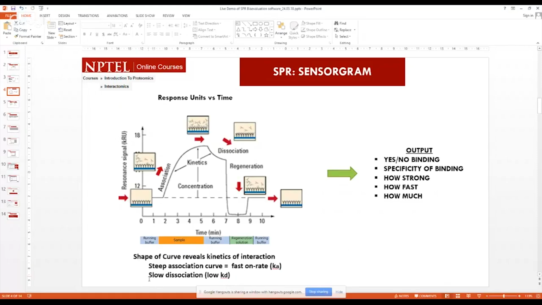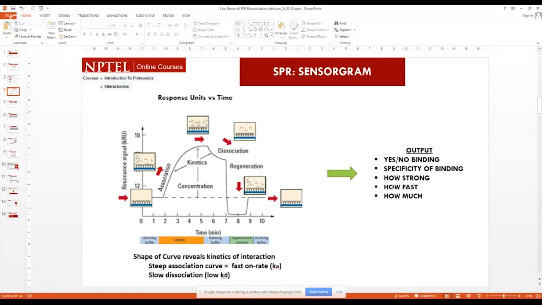If it is a slow dissociator, then it shows as a slow dissociation on your sensorgram. So the shape of the curve is very important for determining what kind of binding is taking place. And the output from SPR experiments can give you information on whether it is binding at all, a yes-no binding, how specific is the binding, how strong is it, how fast is it, and how much.